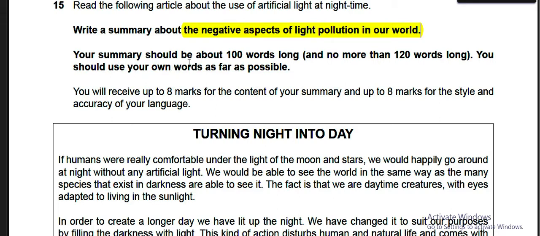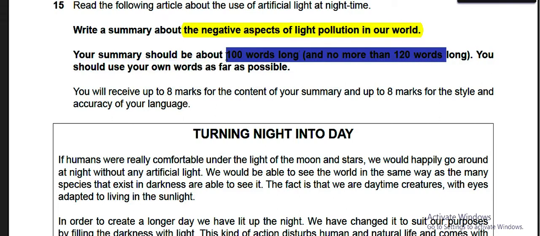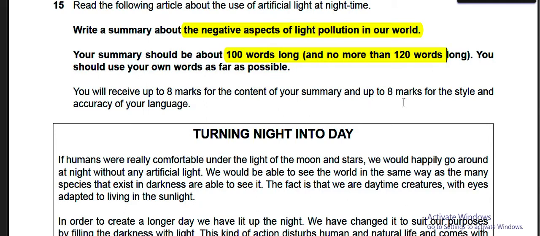The summary should be about 100 words and not more than 120 words. You must put that into consideration. That means you have to write between 100 words and 120 words. Very easy. You should use your own words as far as possible. You will receive 8 marks for the content of your summary and up to 8 marks for the style and accuracy of your language. And these are the things you consider when you're talking about the content. That means your ability to identify all the points given here.